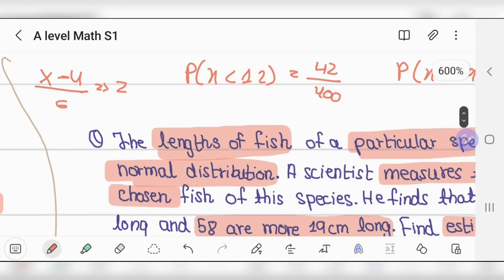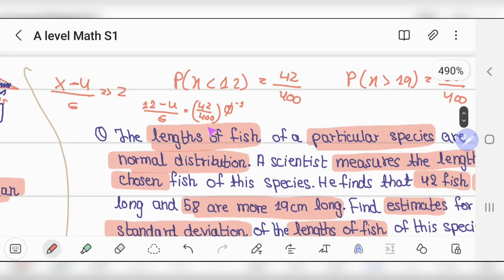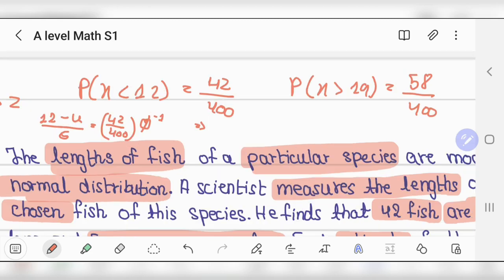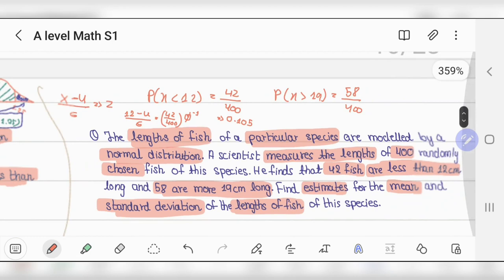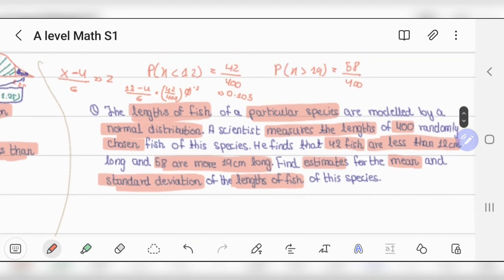So instead of x, we will write 12. We need to find the mean, we need to find the standard deviation, and we need to convert this probability back into a z-score. You will write like this. It means that you need to convert this into a z-score. 42/400 is 0.105.